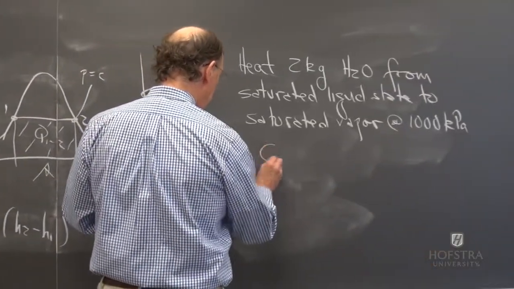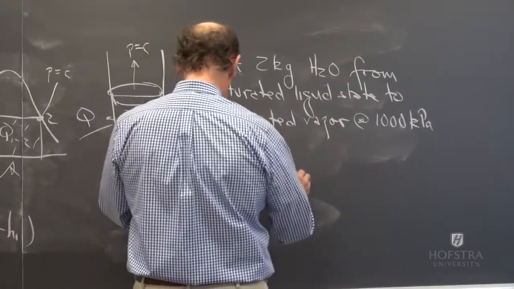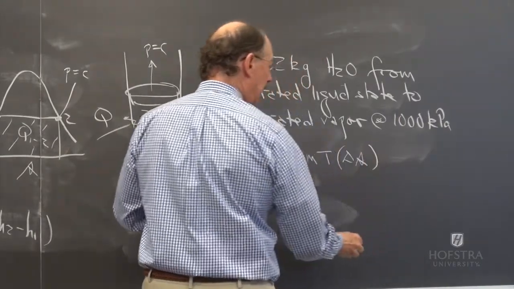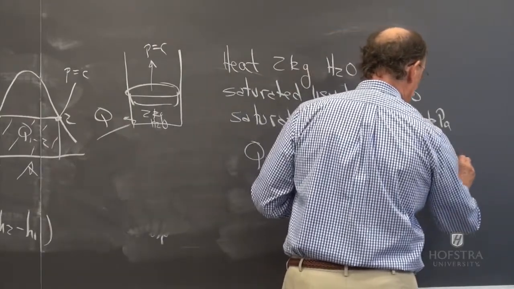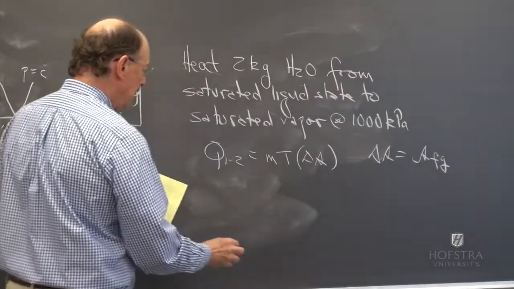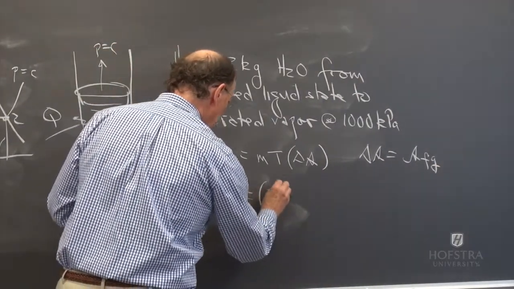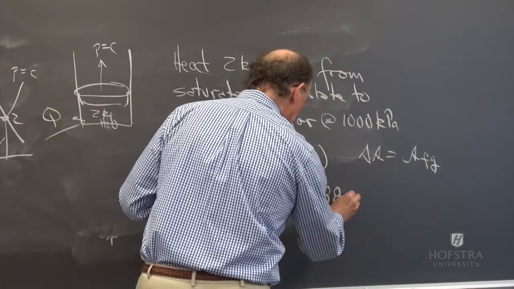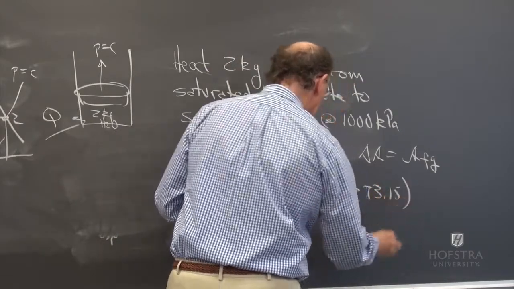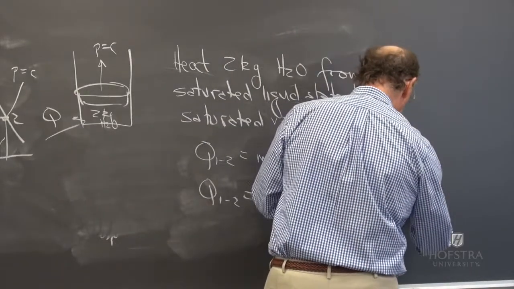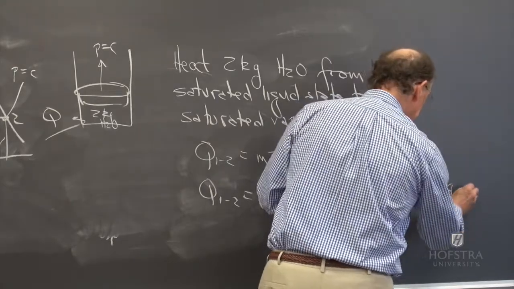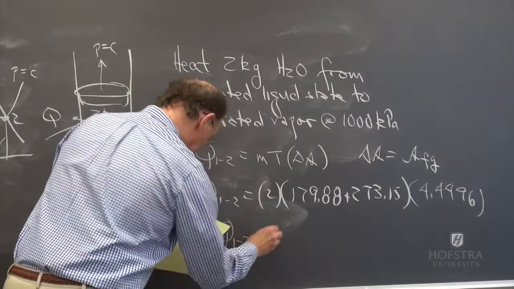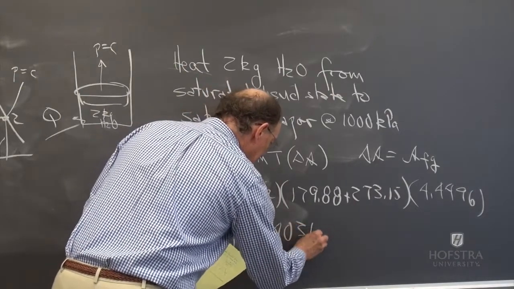So Q12 is equal to MT times delta S, and delta S is equal to S sub Fg. So Q12 is equal to 2 times the temperature, 179.88 plus 273.15, so it's degrees K, times S sub Fg, which is 4.4496. And we end up, of course, with the same result. Q12 is 4,031.6 kilojoules.